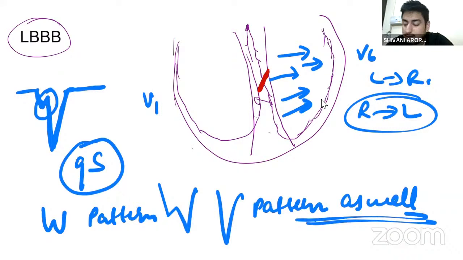Now in lead V6, since depolarization of the septum would now occur from right to left, the first deflection would be a positive deflection because of septal depolarization. Then the second deflection would be this notch because of right ventricular depolarization, and the third deflection would be an upward deflection due to major left ventricular muscle depolarization. This would be the QRS in lead V6. This is known as an R dash complex or RSR complex.